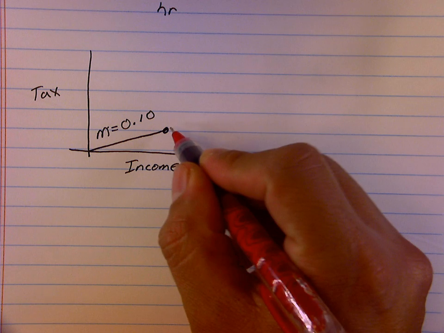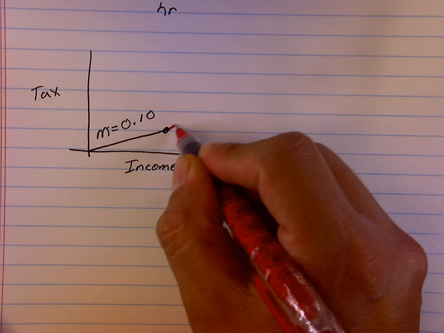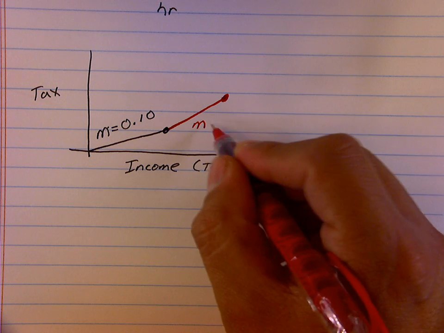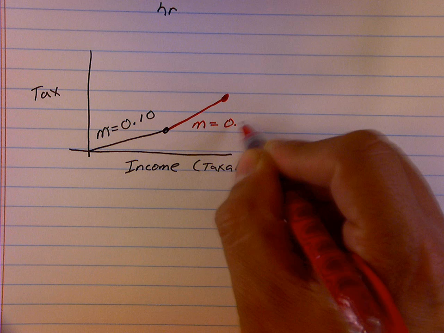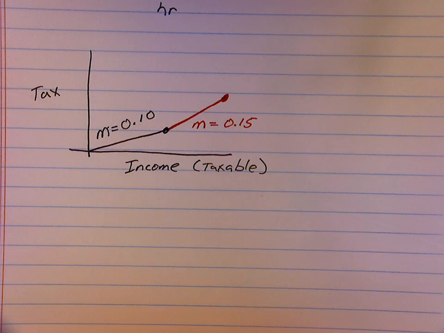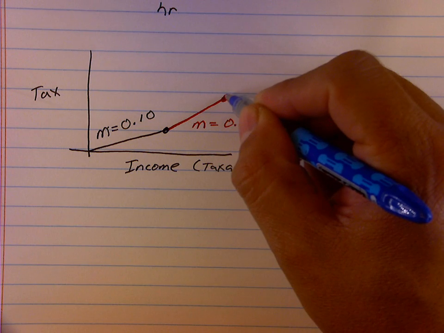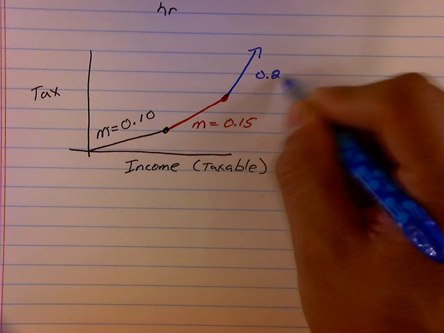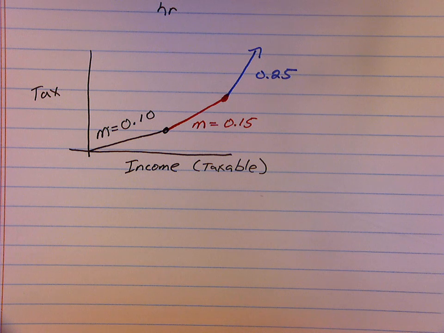But after a certain level of taxable income, it becomes steeper. And then you may end up with a tax rate of 15 cents for every dollar you make. And in most tax situations, as you make more income, your taxes become steeper and steeper, possibly going up to a 25% tax rate. So as you make more income, you pay a steeper amount of taxes. This is an example of a piecewise function.